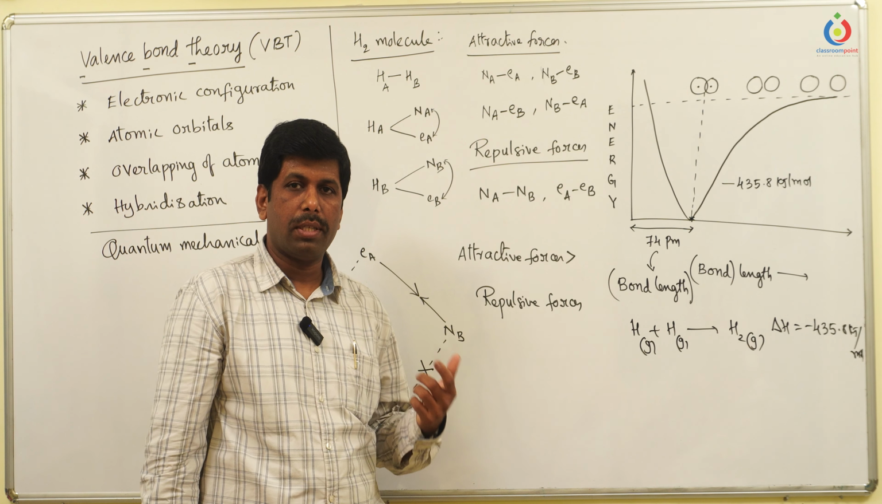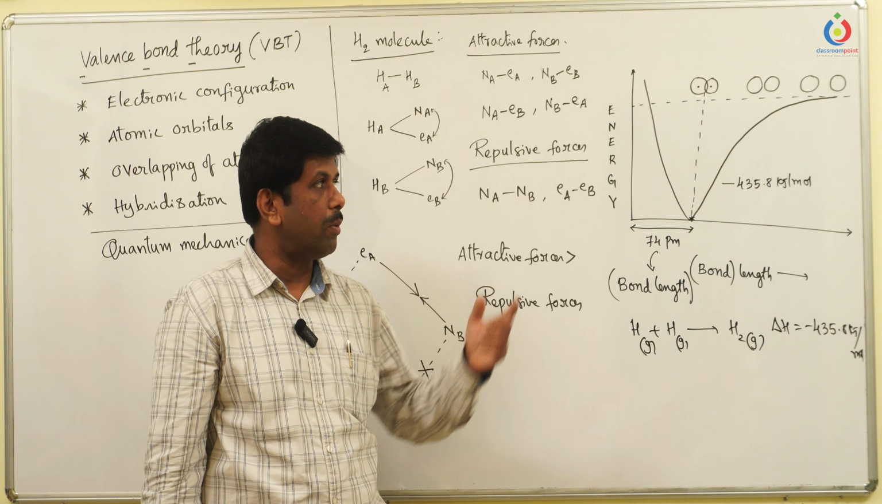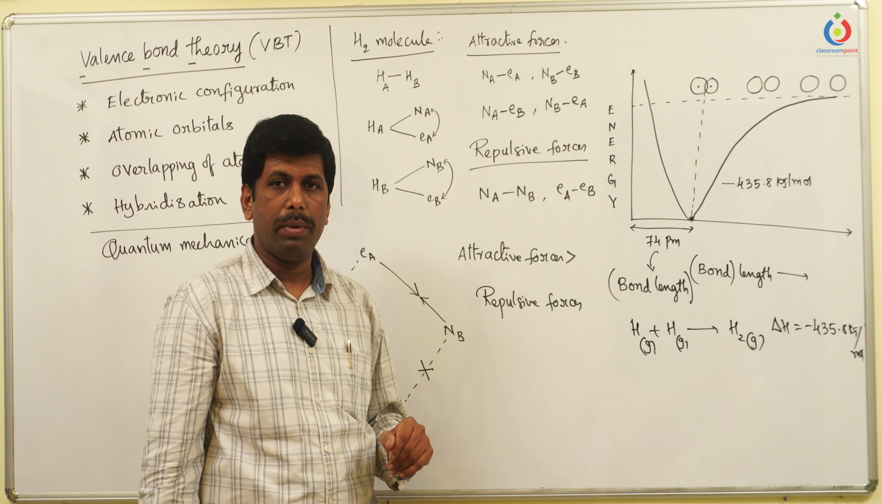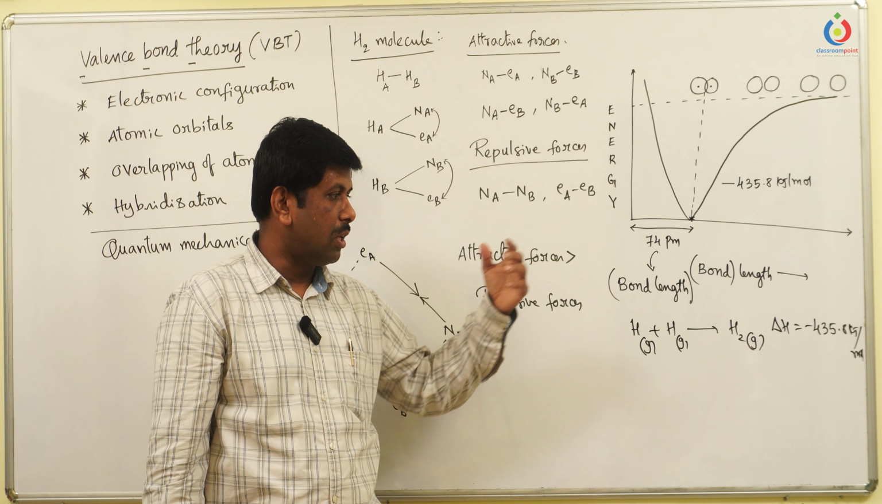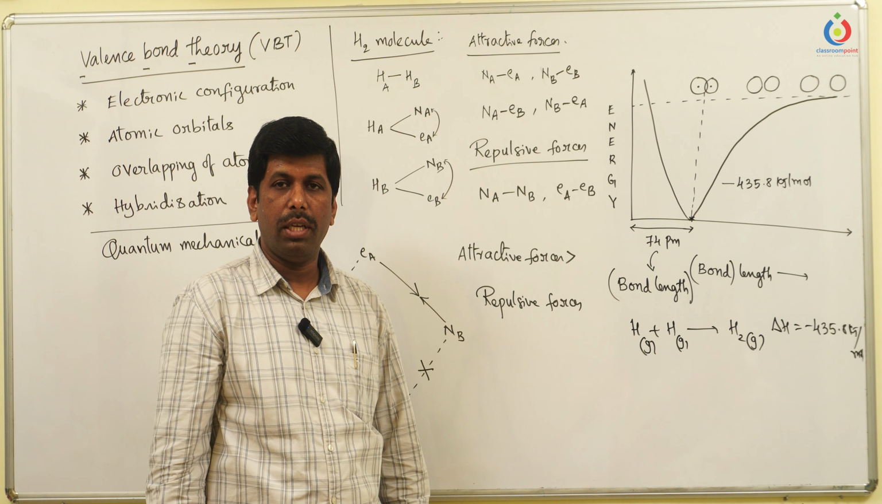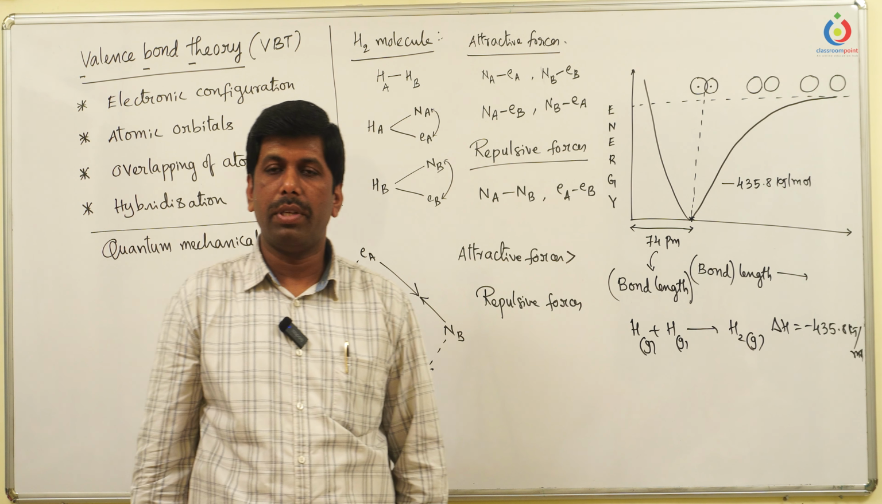So during the formation of any molecule from its respective atoms, whenever a bond is formed by the overlapping of atomic orbitals, there shall be some loss of energy. That loss of energy gives stability to the molecule. And the overlapping concept we already discussed in our previous classes.